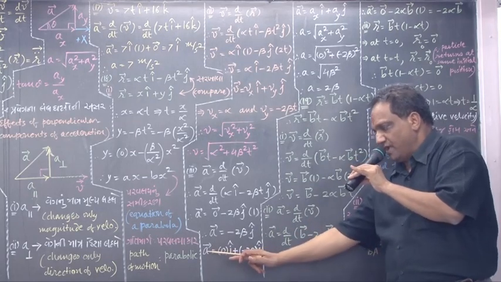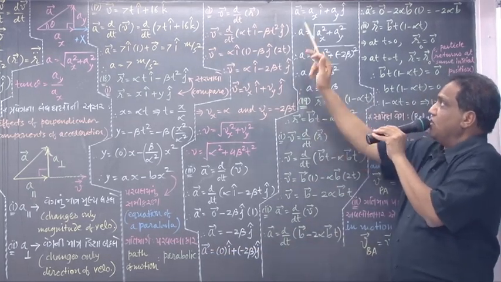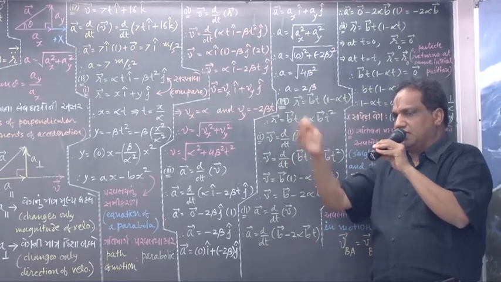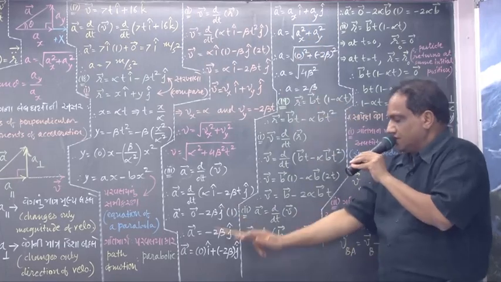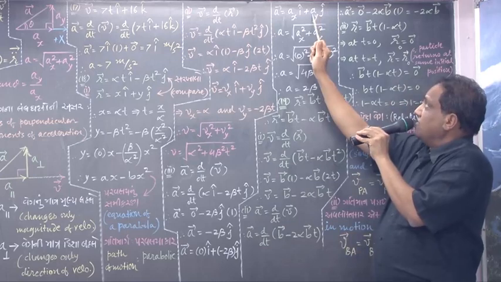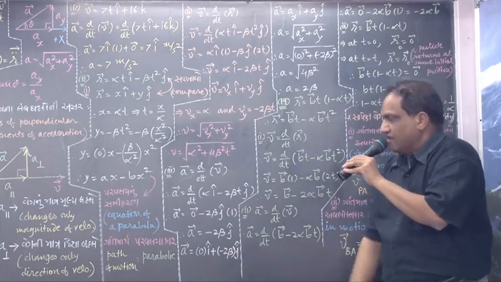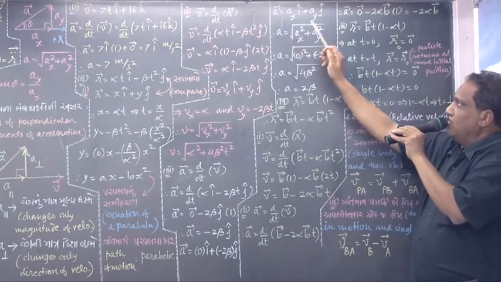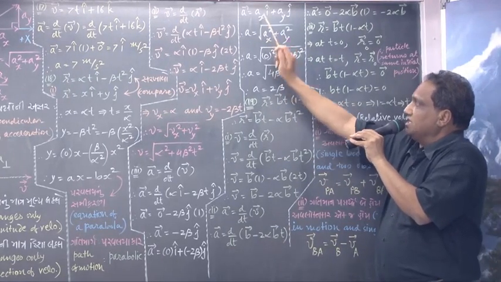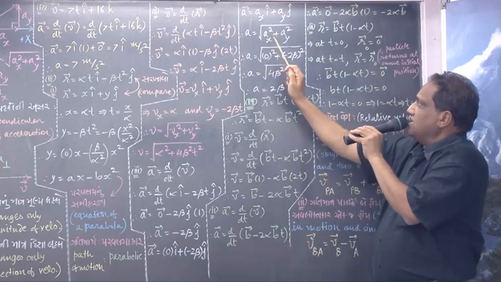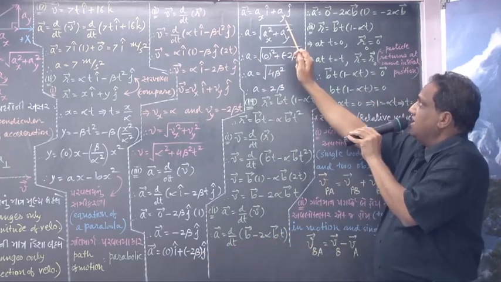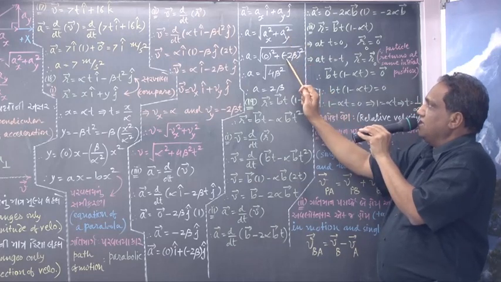So now you can compare vector A in two dimensions, ax i hat plus ay j hat, with this. What is ax? Ax is 0. What is ay? Ay is minus 2 beta.